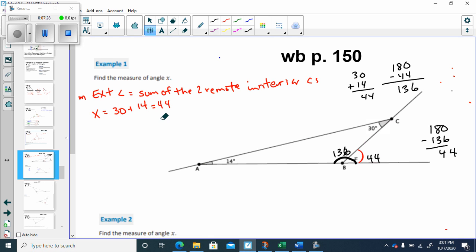Well, I got to 44 simply by adding up these two remote interior angles before, didn't I? I can either use both the fact that these three angles add up to 180 because they're a triangle, and these two angles add up to 180 because they form a straight angle, they're supplementary. Or I could just simply say the measure of the exterior angle is equal to the sum of the two remote interiors.